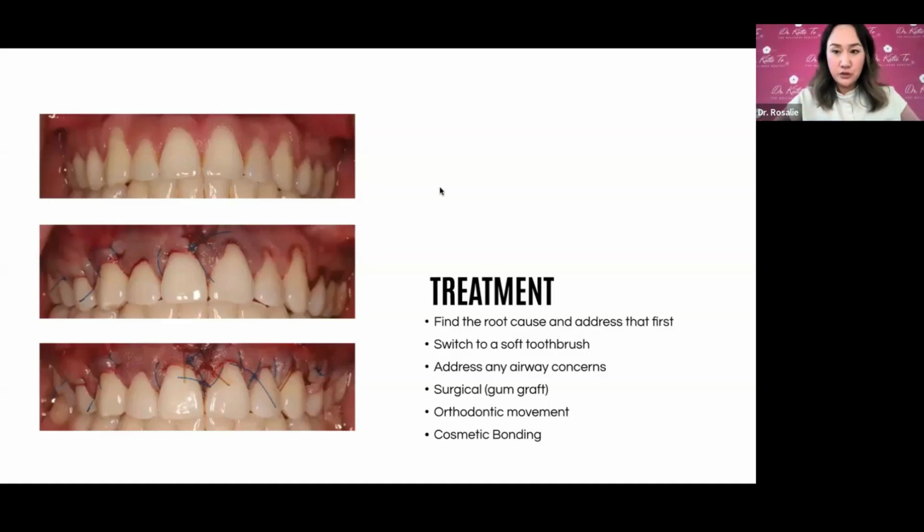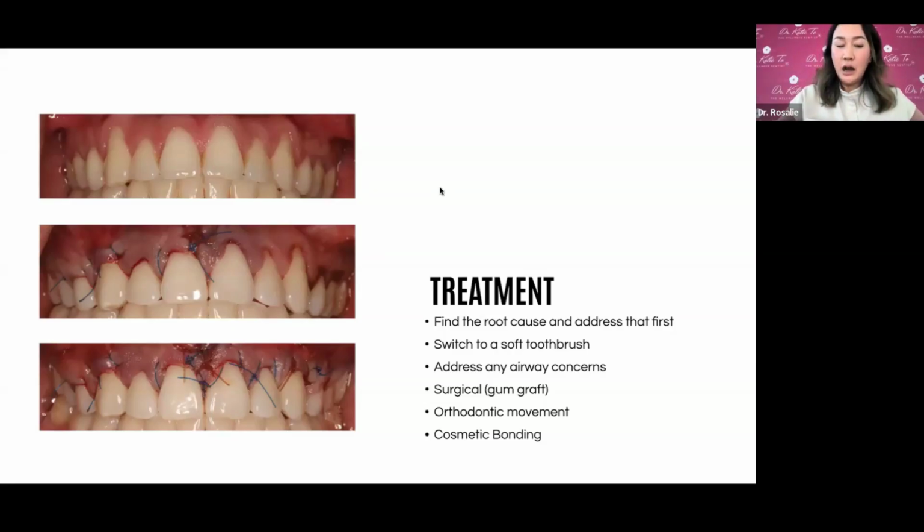There is a grafting procedure that we can do where we take a piece from the roof of the mouth, transfer it to where there is recession, and then that way it doesn't necessarily grow back, but we are grafting it to help cover the defect.